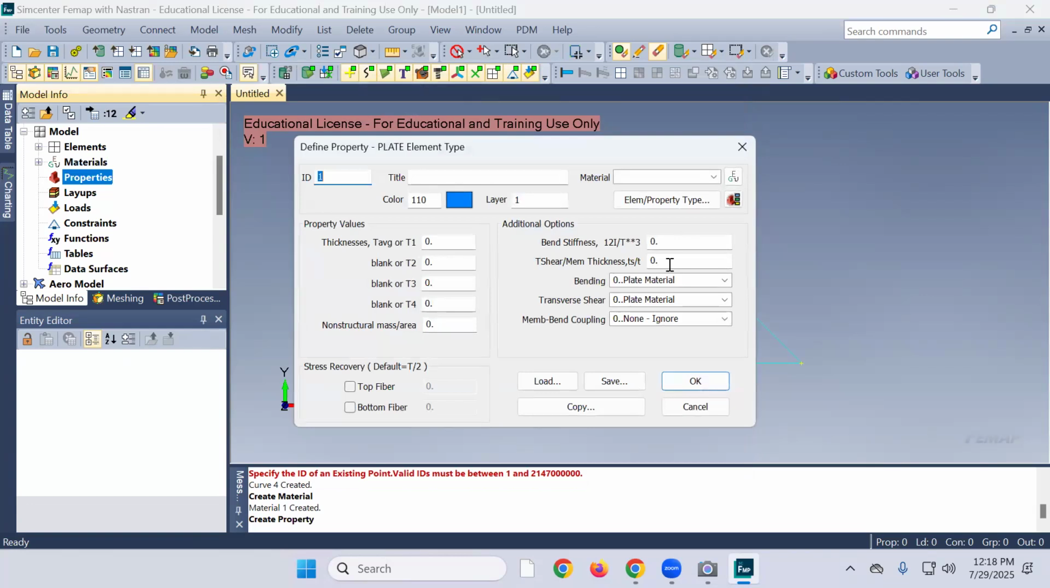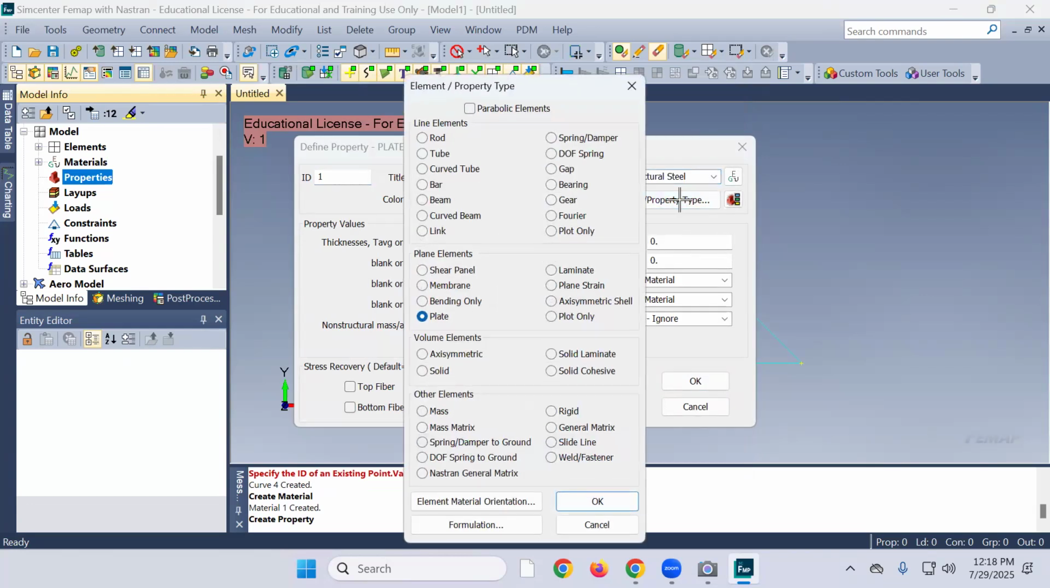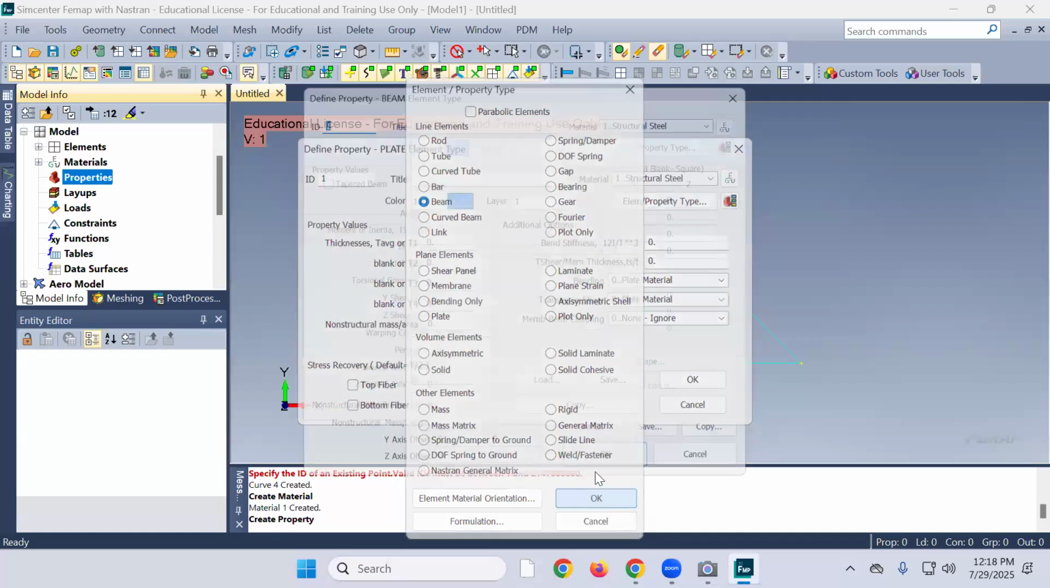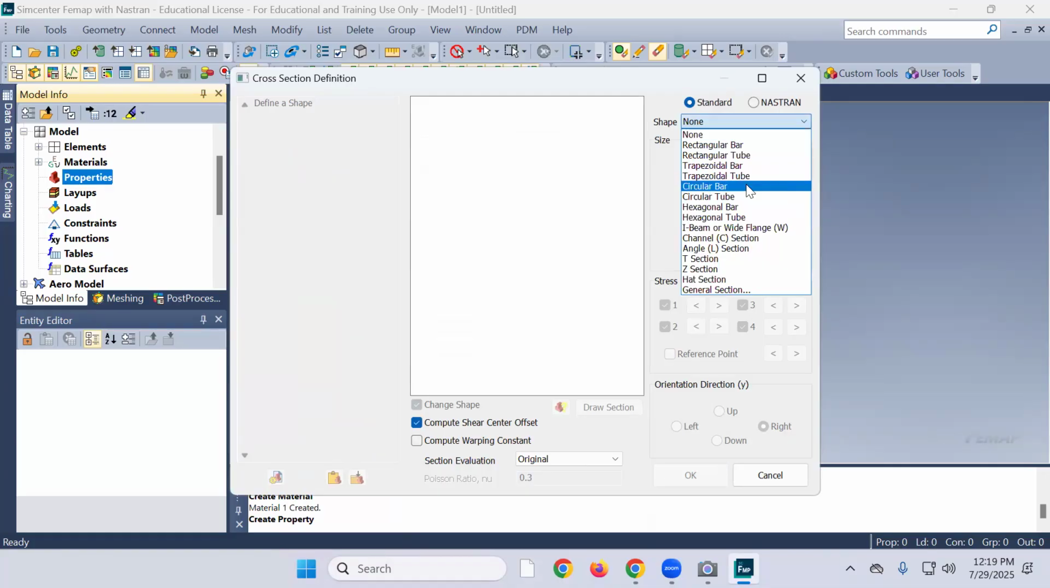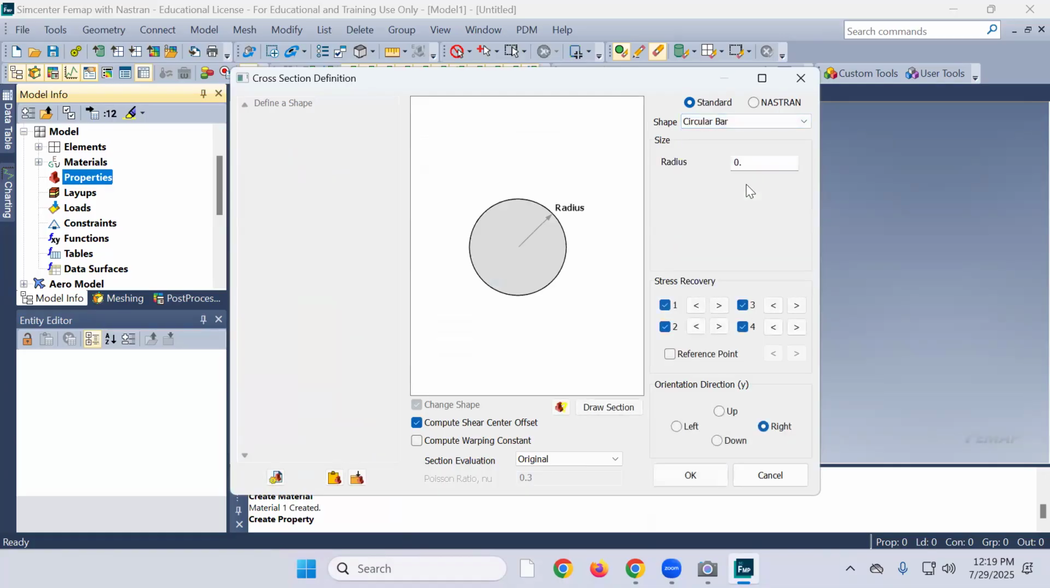Property, new. Generally, you could use the rod property, but sometimes it gives some problem. And since we don't have time to run into problems, let me use beam, element, shape. And let's see, shape. Standard. Okay, let's say it's circular bar. Okay, so let's say this is up.